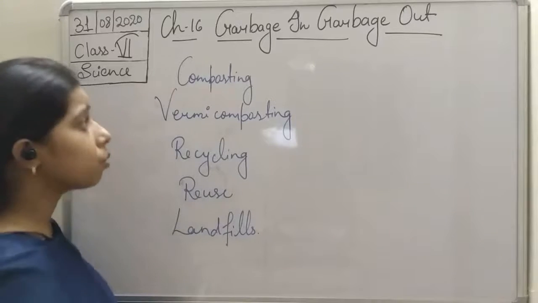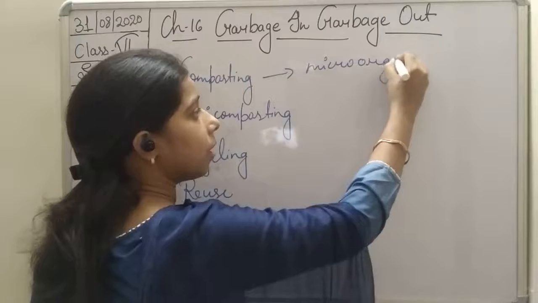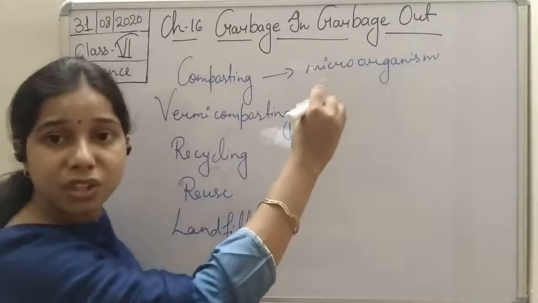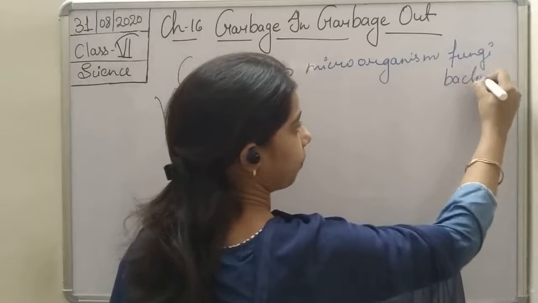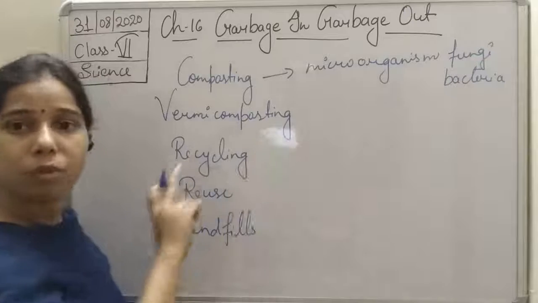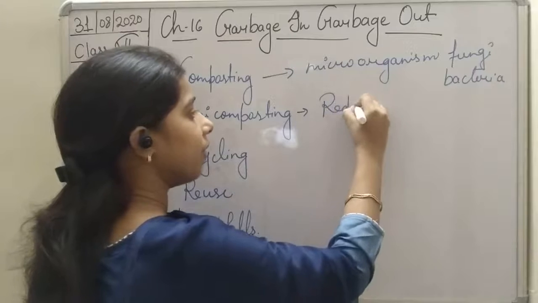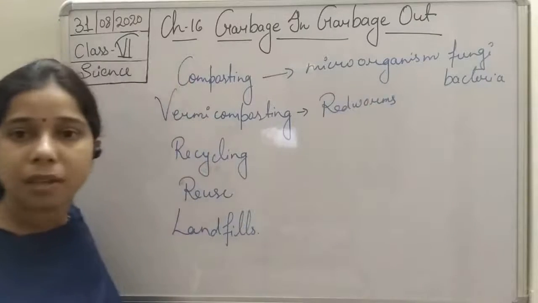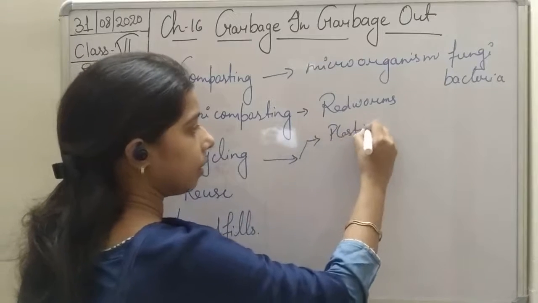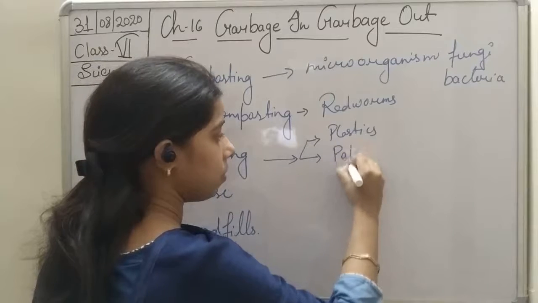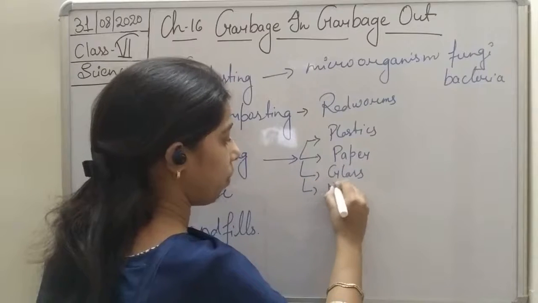Okay, composting, students, can be done with the help of microorganisms that include fungi and bacteria. Although the methods of composting and vermicomposting are almost the same, vermicomposting occurs with the help of red worms. Okay, recycling, students, it can be of plastics, it can be of paper, it can be of glass, it can be of metals.